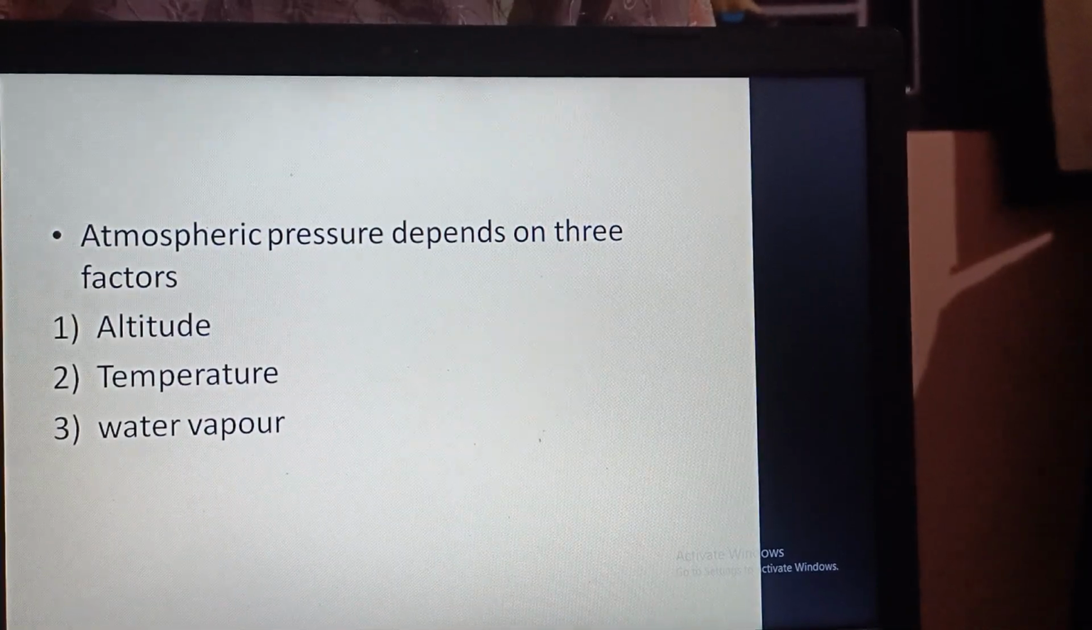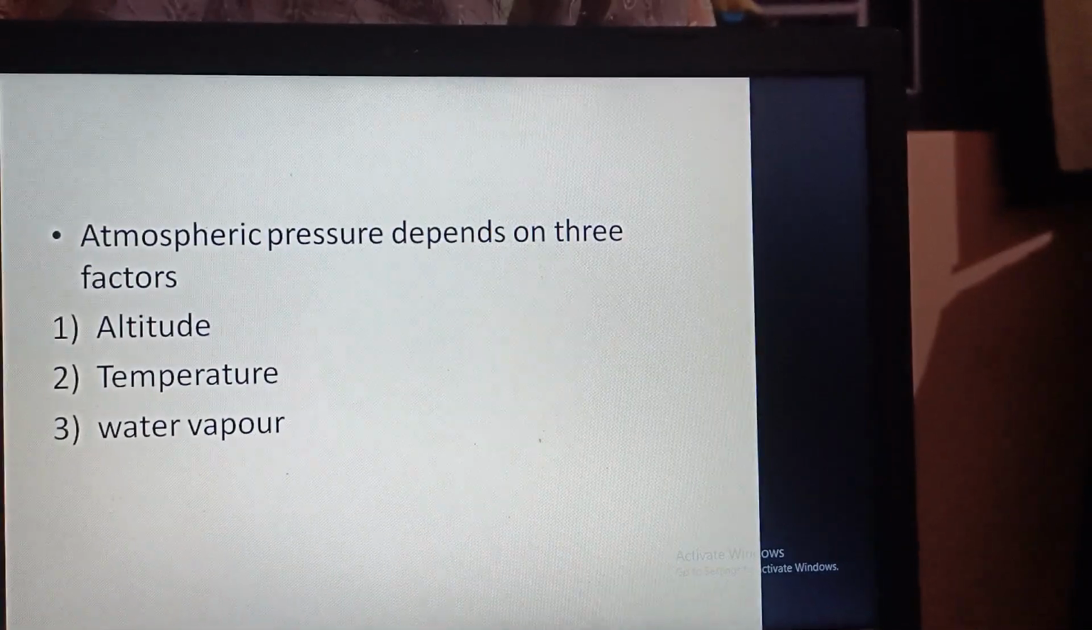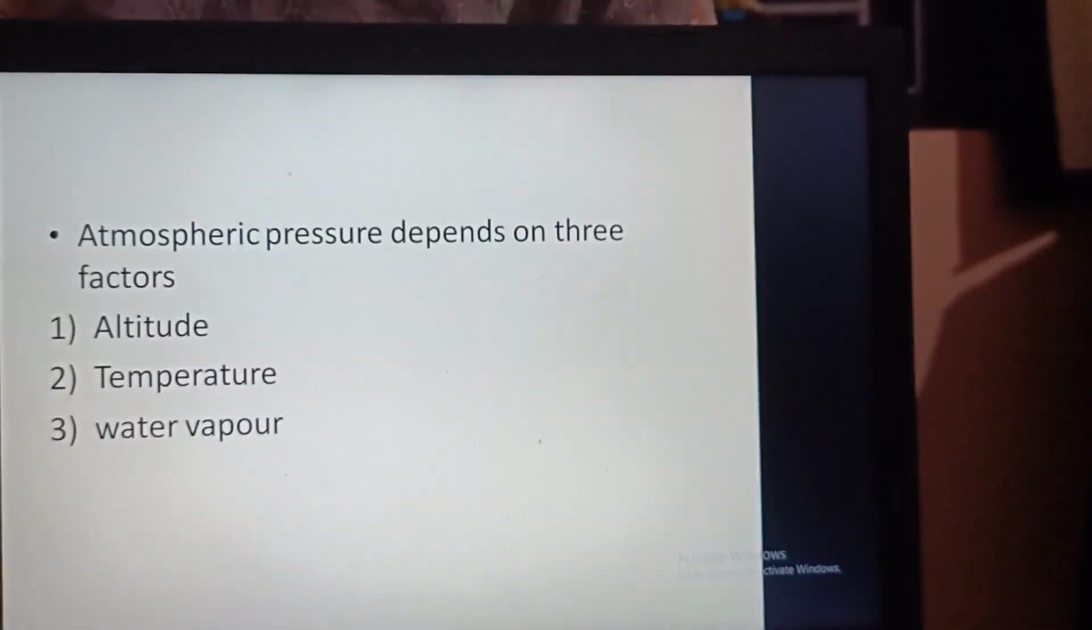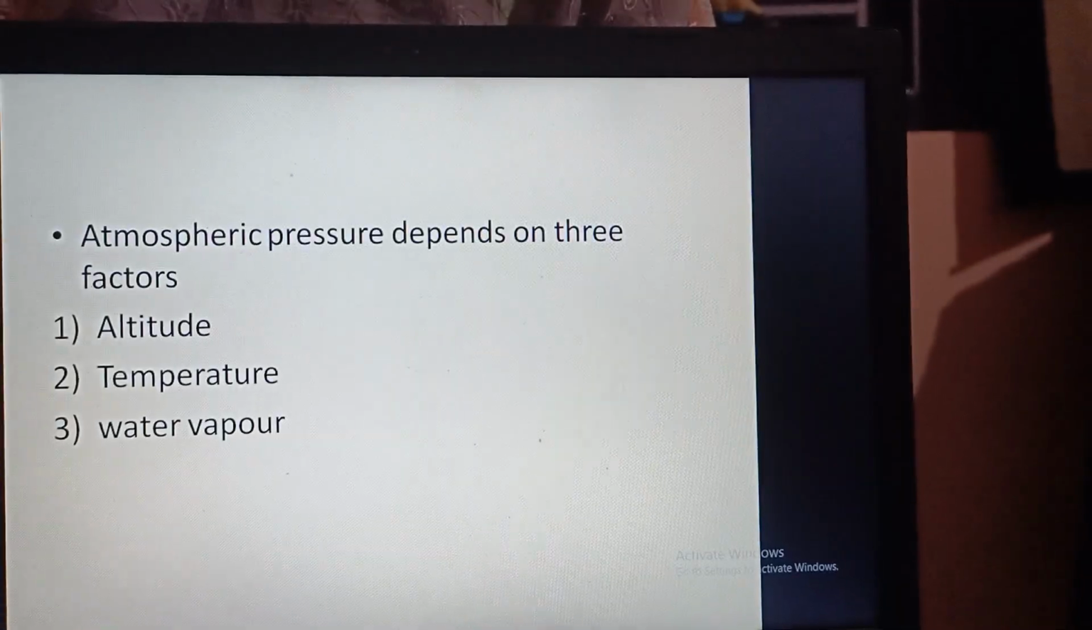Next point is temperature. When the temperature rises, air expands in volume. It becomes less dense and exerts less pressure. For example, in the equatorial areas, as the area gets the direct rays of the sun, the temperature is always on the higher side, giving rise to a low pressure.